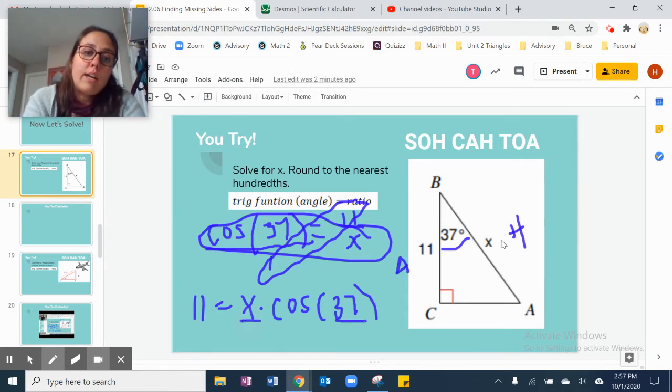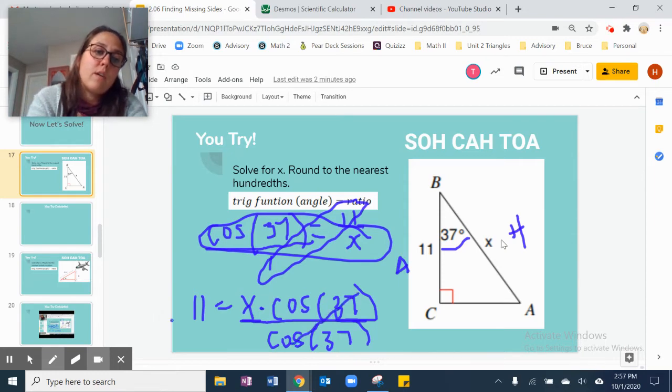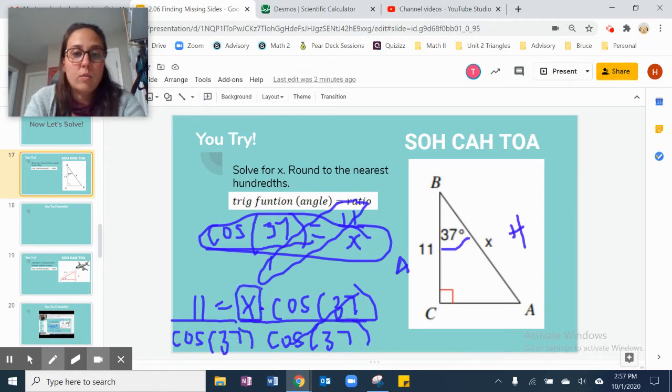So now I want to isolate x, so I'm going to divide by cosine 37 because that is the inverse operation to the multiplication. So those cancel out. So I divide on both sides, and now we have x by itself. So we have x equals 11 over cosine of 37 degrees.